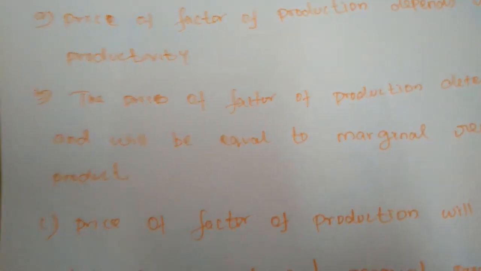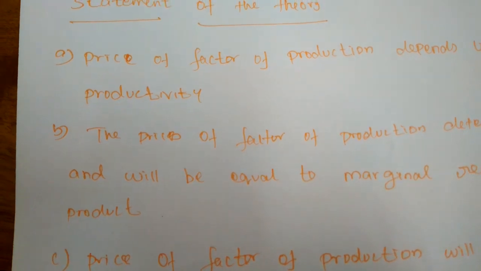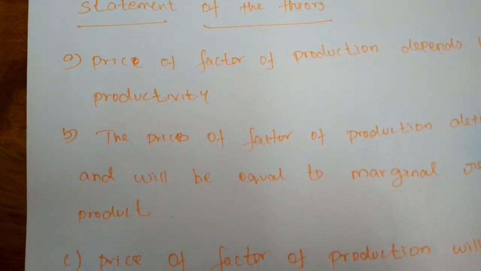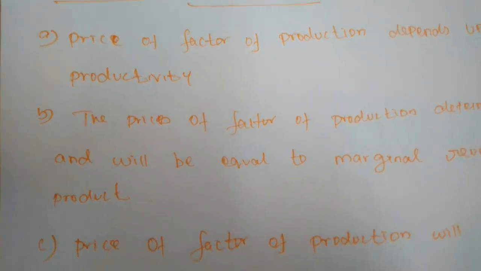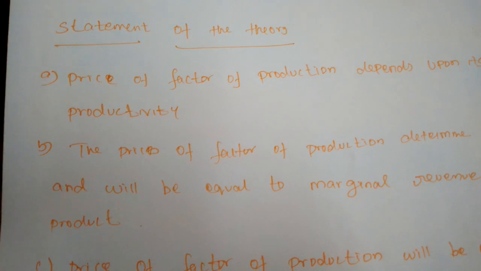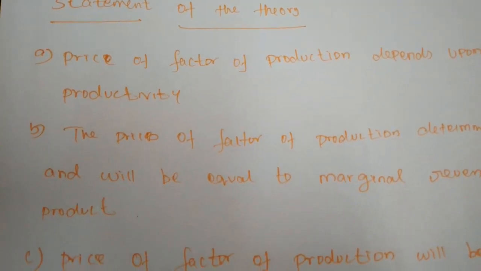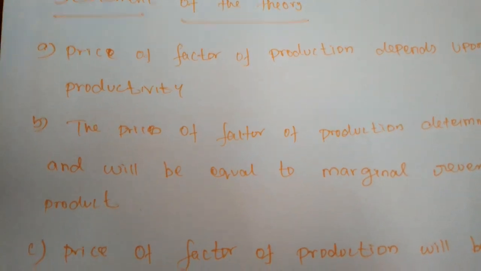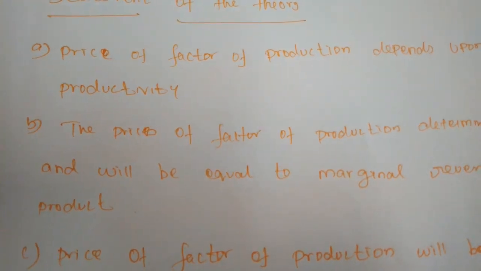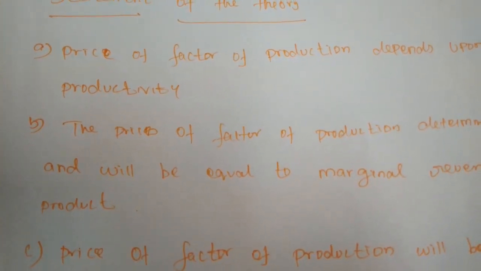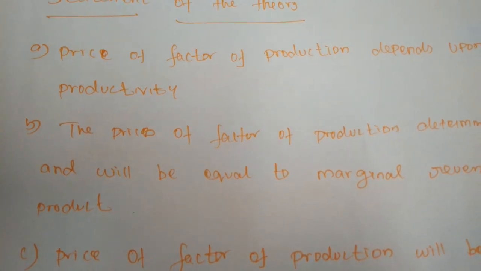So the producers always arrange the factor of production till the marginal revenue comes equal to the price for the factor of production. One last statement of the theory is that the price of a factor of production depends upon its productivity. On the basis of the productivity of the factor only, the price for the factor will be determined. Next, the price of a factor is determined by the marginal revenue product of that factor.